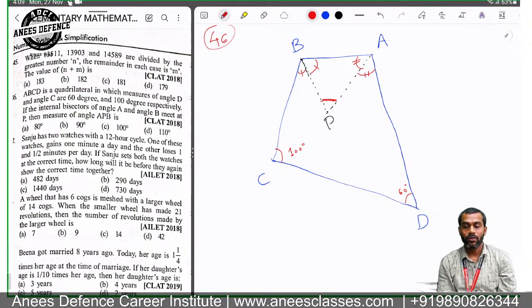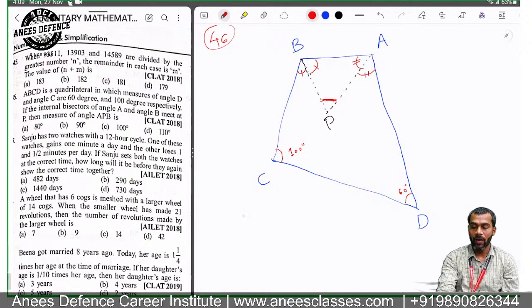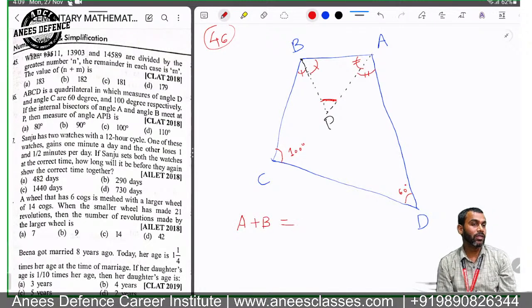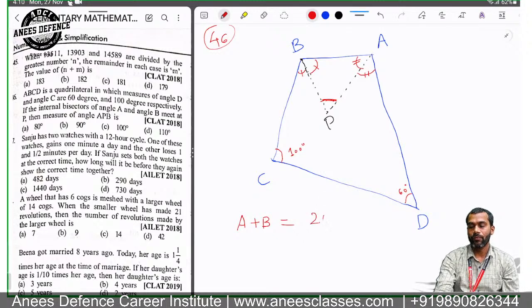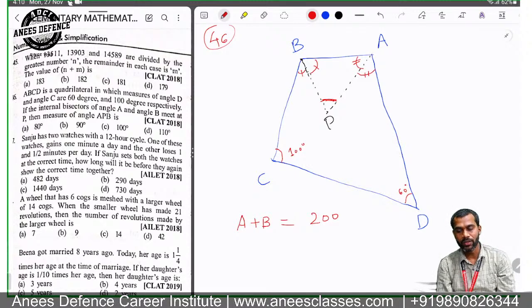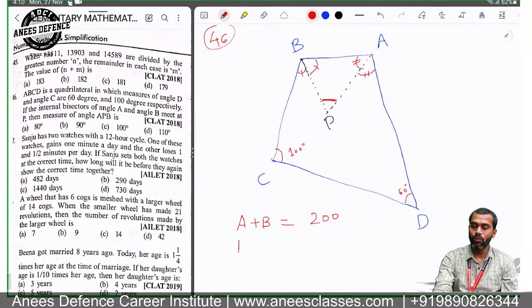Yes or no? So can I say the total sum of interior angles of a quadrilateral is 360? Yes or no? Now C and D together will be 160. Now we are left with 200, I guess. I can write directly A plus B is 200 because A plus B plus C plus D is 360, as we already know the angles C and D. So A plus B is 200. Is it clear?